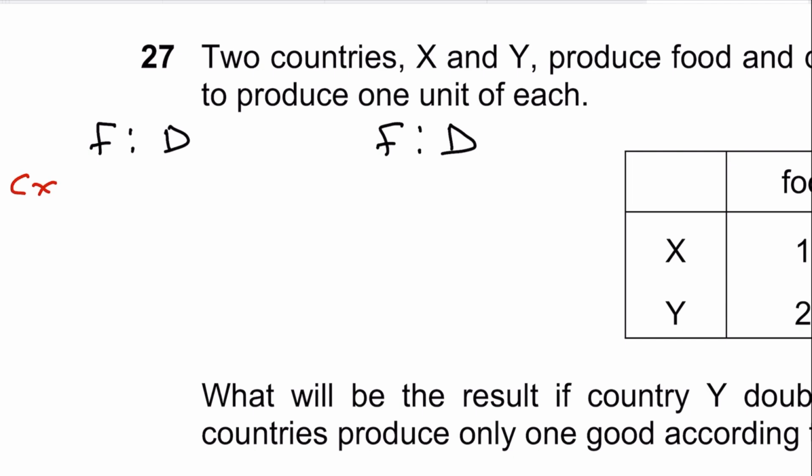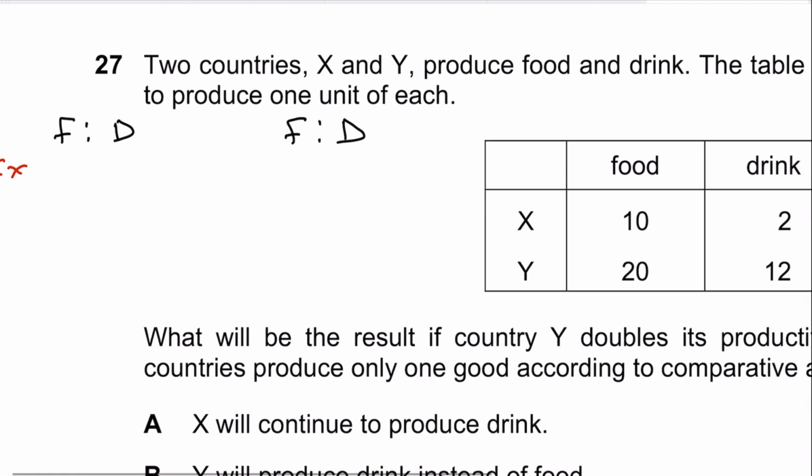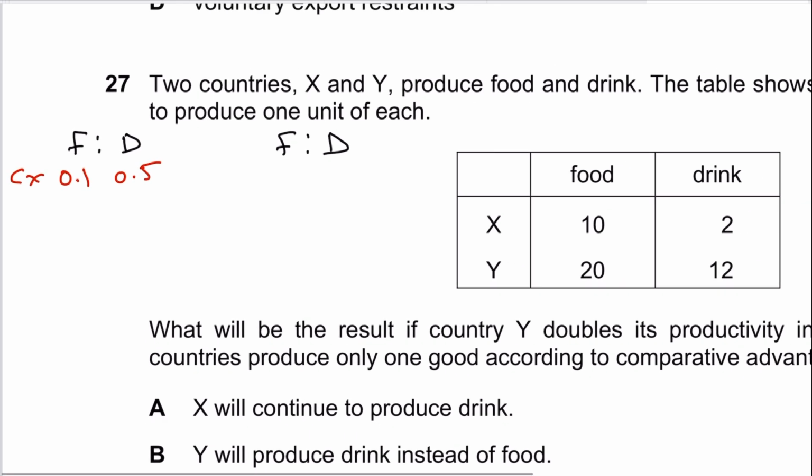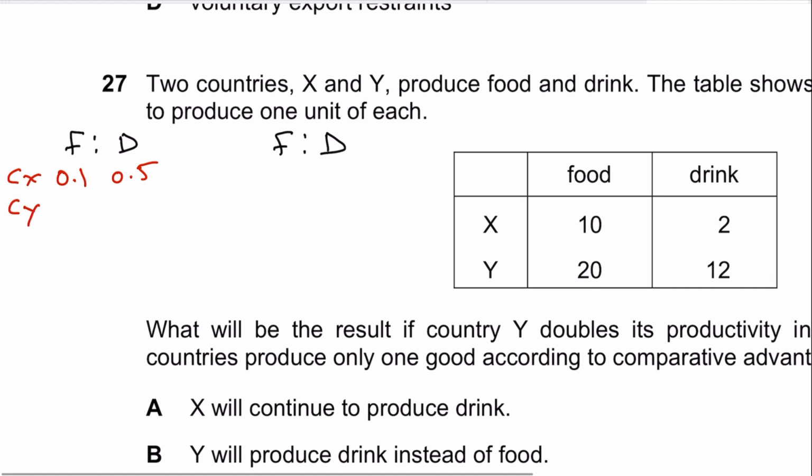So for country X, it takes 10 hours to produce 1 unit of food. So in 1 hour, how many units of food will be made? 0.1. That is 1 over 10, right? And similarly, how many units of drinks will be made? 0.5. That is 1 over 2. Okay. For country Y, I'll just do it here.